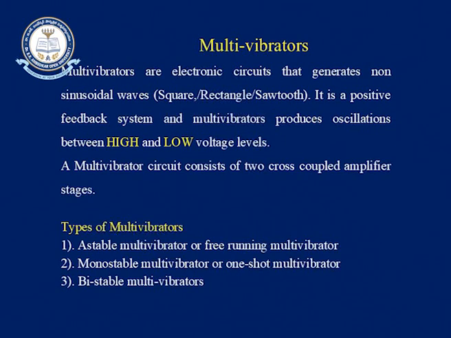They consist of two cross-coupled stages. How many types of multivibrators are there? There are three types. One is the astable multivibrator, which you can call a free running multivibrator. Another is the monostable multivibrator, also called a one shot multivibrator. And finally, the bistable multivibrator.